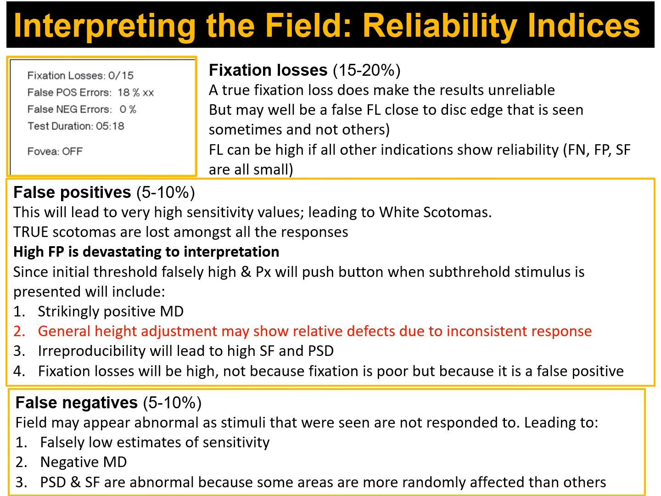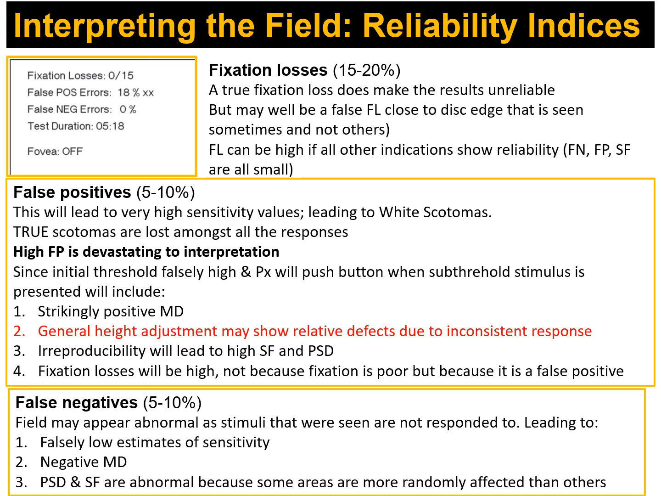So when we're looking at a single field, we're going to look at our reliability indices first, fixation losses. Now, fixation losses can be high and you can still have a reliable field, especially if the other indicators show reliability. False negative, false positive, short-term fluctuation, if they're all small, then you probably have a reliable field anyway, because the point could be just on the edge of a disc, and sometimes it's seen, sometimes it's not.